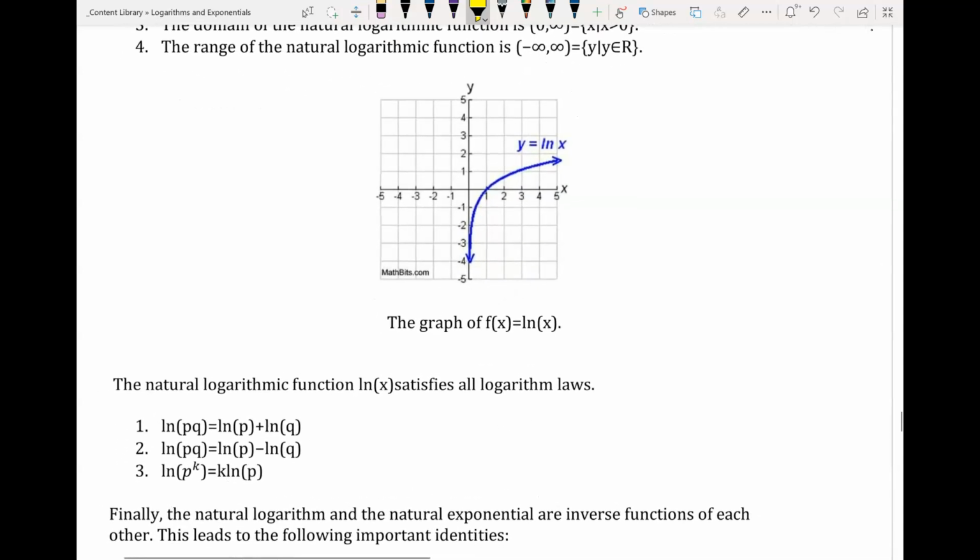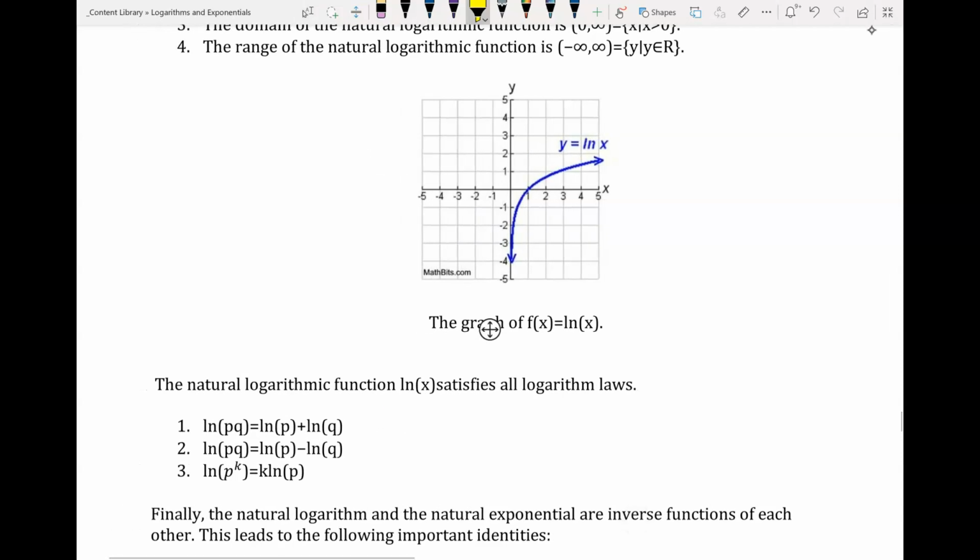Again, because this natural log graph is a type of log function, it will satisfy all your log laws. So this includes your product law, your quotient law, and you just need to put a division sign in there. That's a little typo. So that's your quotient law. And then lastly, your power law.